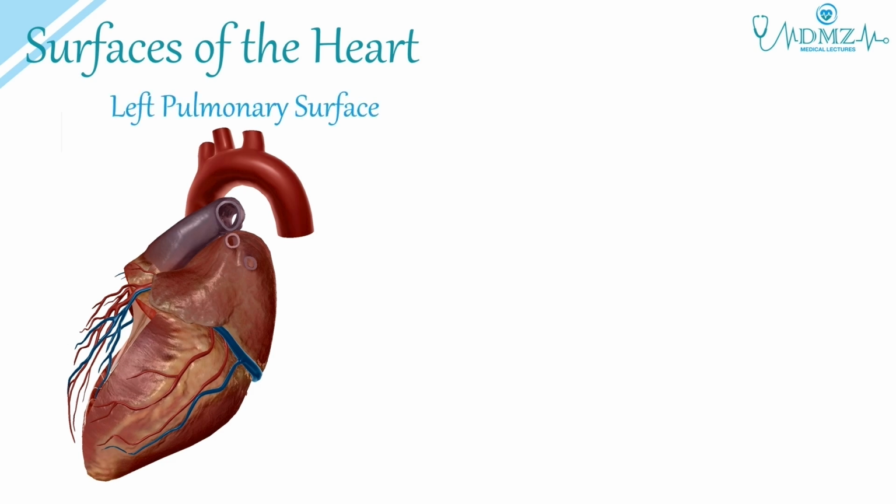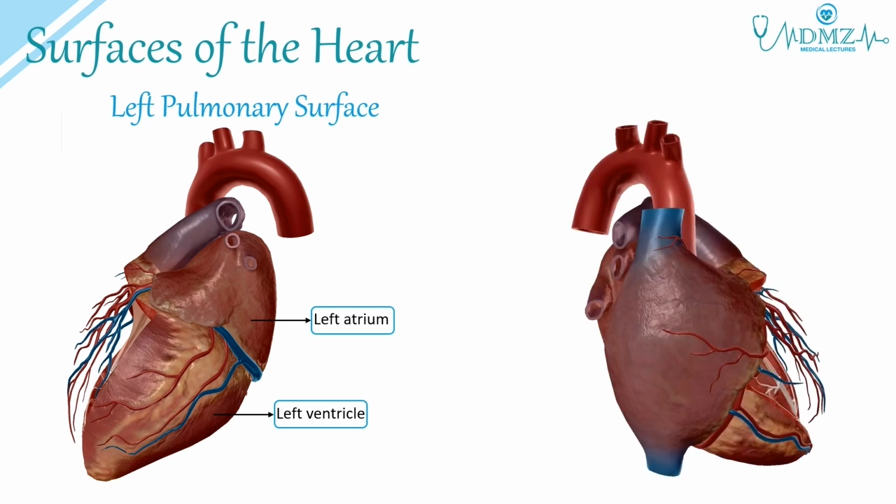This is the left pulmonary surface, which faces the left lung, is broad and convex, and consists of the left ventricle and a portion of the left atrium. The right pulmonary surface faces the right lung, is broad and convex, and consists of the right atrium.